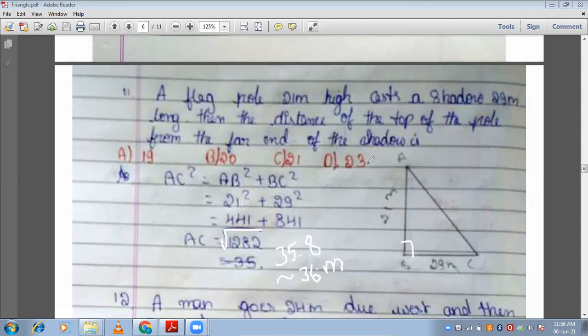Okay. Don't get confused. For this type, if the option is not there, don't leave it blank in the OMR sheet. Mark any option A or B or C or D. You will get grace marks for this. For these types of questions, they will give grace marks. Don't think, ma'am, here we get 36 meter. What is the question? From the top of the pole to the far end of the shadow is 36 meter. So don't get confused. The option is not there.